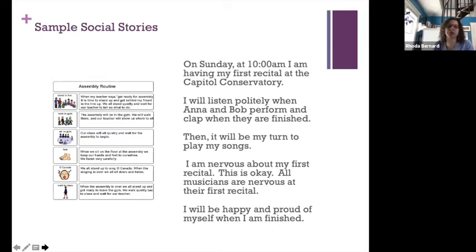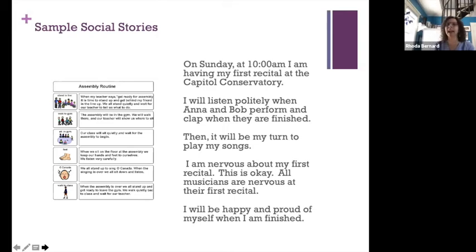On the left is a social story made with the Board Maker program with icons, and it's the routine of how to walk to an assembly, and it shows step by step what the students are expected to do. On the right-hand side is a text social story about a first recital.